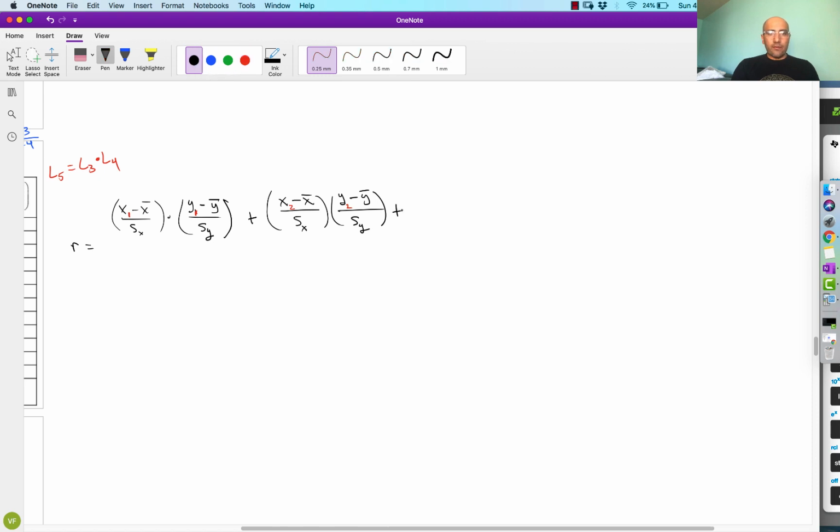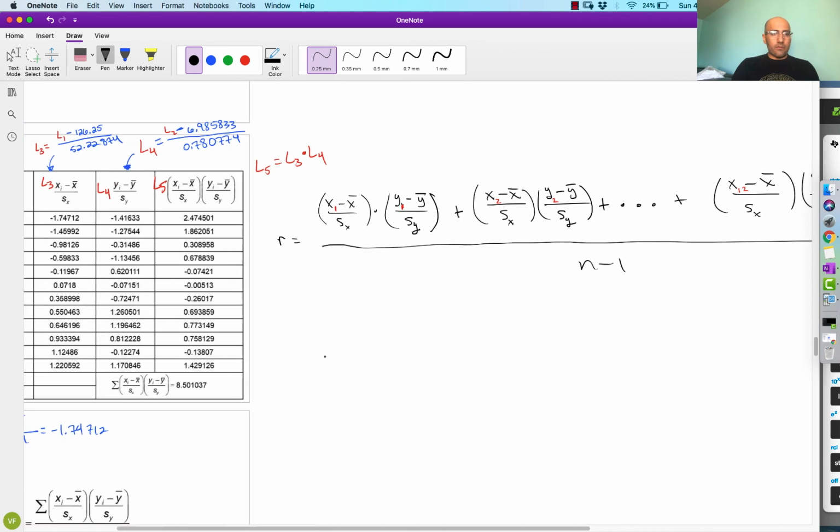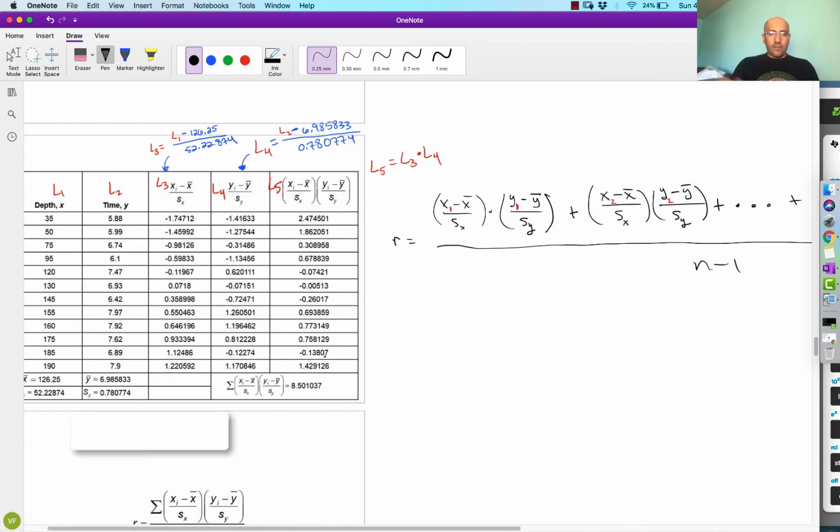So we would keep doing that, dot, dot, dot, all the way out to the very last one, which in this case seems to be the 12th one. x sub 12 minus x bar over s sub x times y sub 12 minus y bar over s sub y, and this is the 12th one. And then once you add all of those up, then you divide the whole thing by n minus 1.